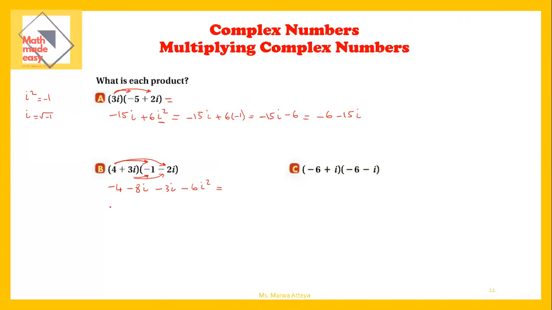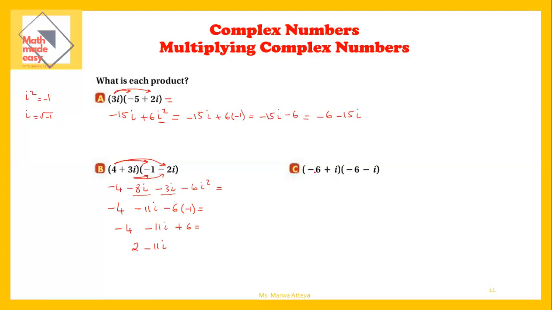Now we can combine like terms. I have -4, -8i and -3i together will make -11i, and -6 times i squared. Again, we're going to substitute for the i squared by -1. So it's going to be -4 minus 11i plus 6. Again, combine like terms. We have two real parts here, -4 and +6. So it's going to be 2 minus 11i, and this is the answer for your question.